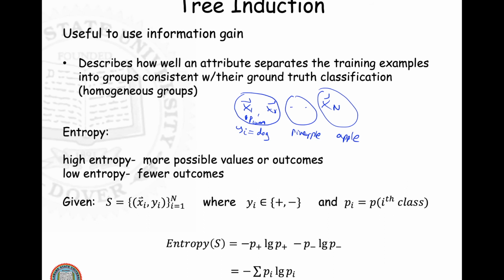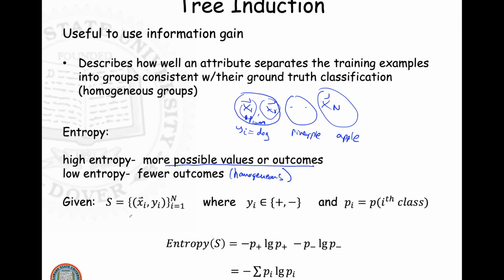And so if you have a high entropy group, that means there are more possible values or outcomes. That means you have a larger number of different ground truth class labels associated with the inputs in a group. If you have low entropy, that means you have fewer outcomes. So that means you're more homogeneous in the class label, resulting in the groups you get when you separate your data points as a result of running one of these tests.